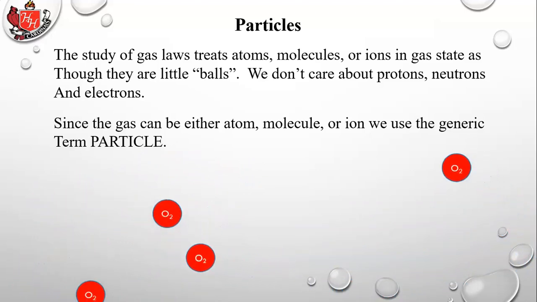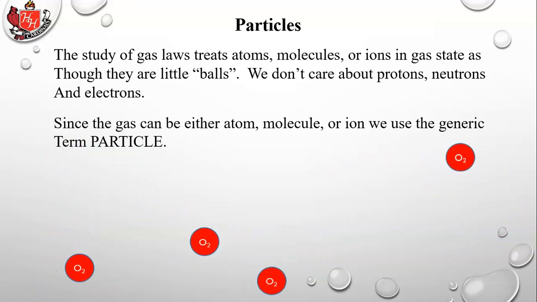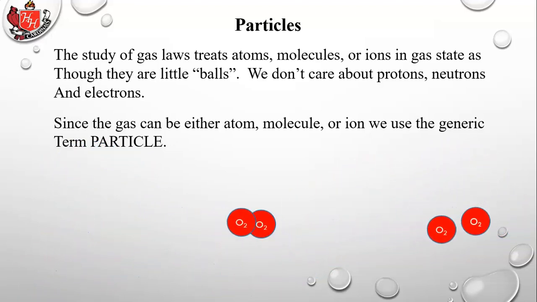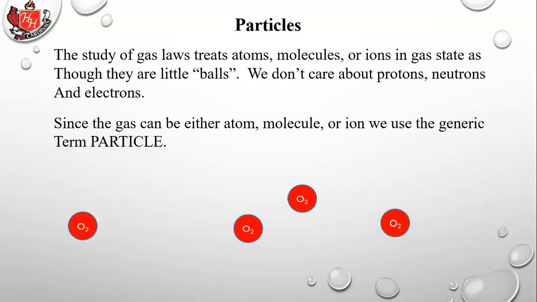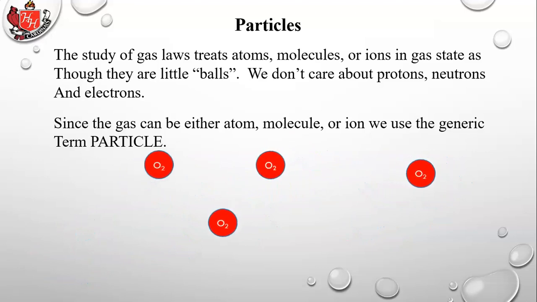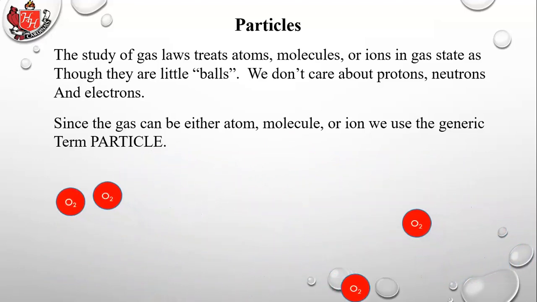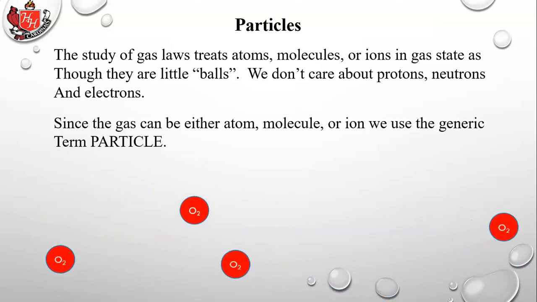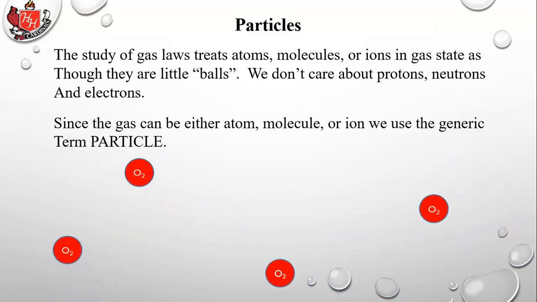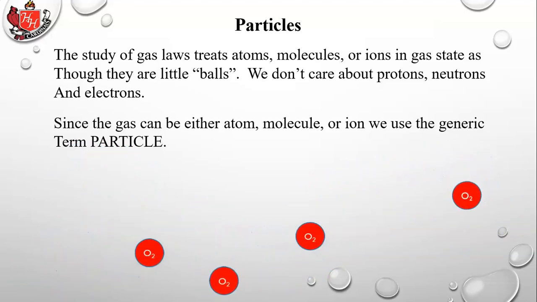Since the gas can either be an atom, a molecule, or an ion, we use the generic term particle. So when you hear particle, it could be a helium atom of gas, it could be an H2 or an O2 or an H2O molecule, or it could even be an Na plus or a Cl minus ion. Rarely do we talk about ions becoming gases, but sometimes they do. Generally, it's molecules or atoms.